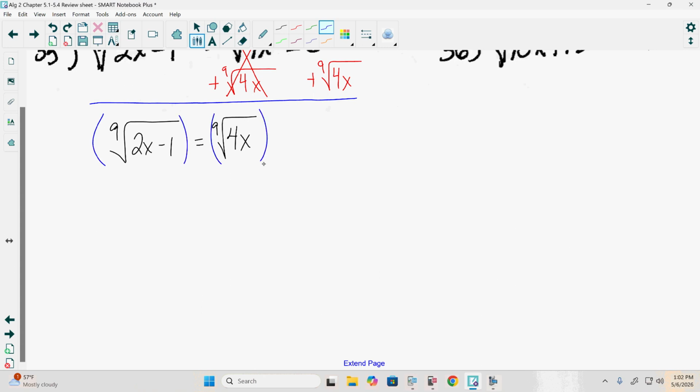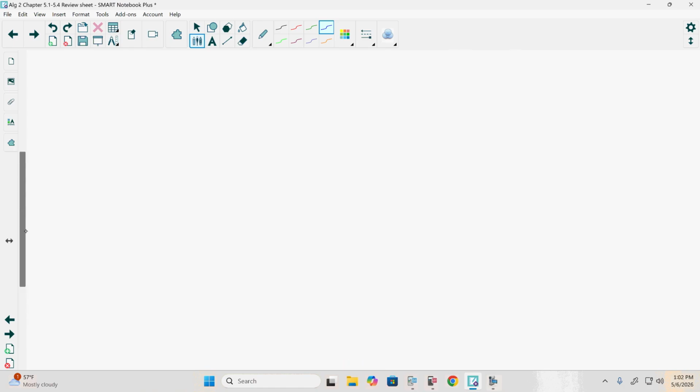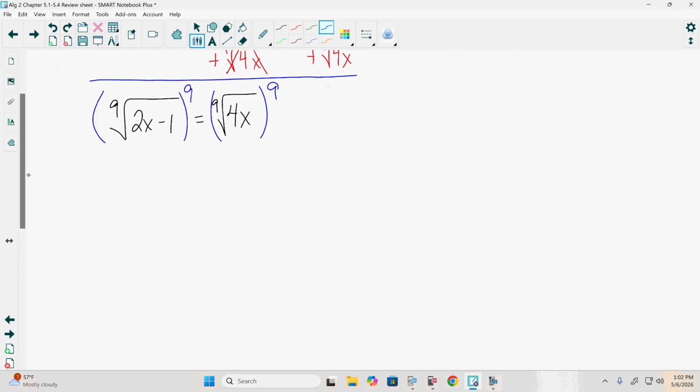Now we got to put both sides to the nth power. And the nth power in this case is going to be 9. Now it's nice because the only term we have on either side is the 9th root. So the 9th root of 2x minus 1 to the 9th is 2x minus 1. On the right-hand side, the 9th root of 4x to the 9th is 4x.